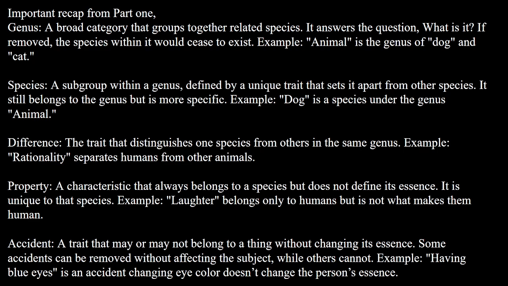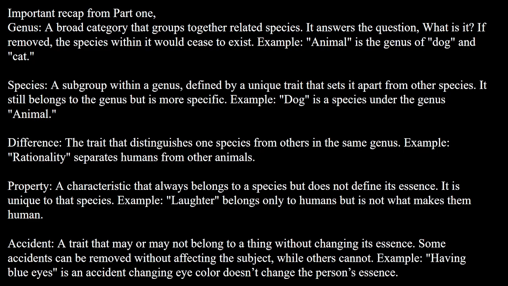Difference, or differentia, is the trait that distinguishes one species from others in the same genus. For example, rationality separates humans from other animals like dog, because humans are rational animals. And property is a characteristic that always belongs to a species but does not define its essence. It is unique to that species. For example, laughter belongs only to humans but is not what makes them human, right? It's not essential to them, basically.